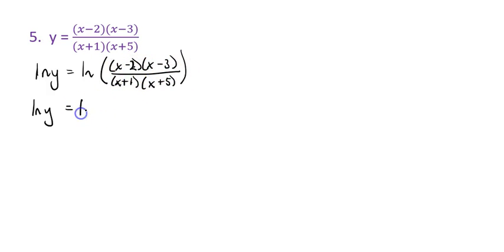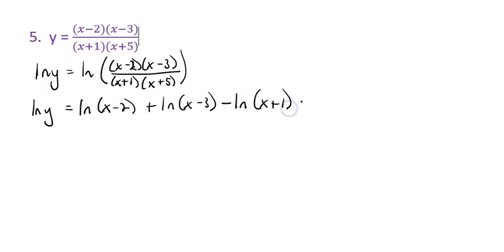So in other words, this is going to expand to natural log of x minus 2 plus the natural log of x minus 3, same as what we talked about in 4. But these two that end up on the bottom get minuses. So minus the natural log of x plus 1 minus the natural log of x plus 5. So that's that quotient property.